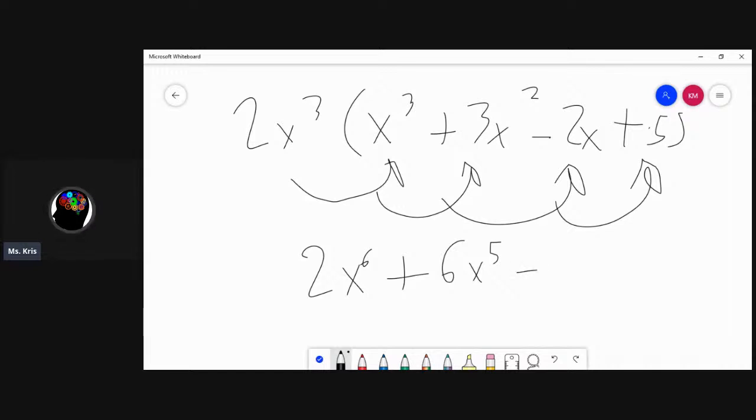Then I have 2 times a negative 2, that is a negative 4. X to the third, and x to the first, that'll give me x to the 4th. Then, of course, 2 times 5, that's 10. And then I bring along my x to the third. And that's plus, because both of them are positive.